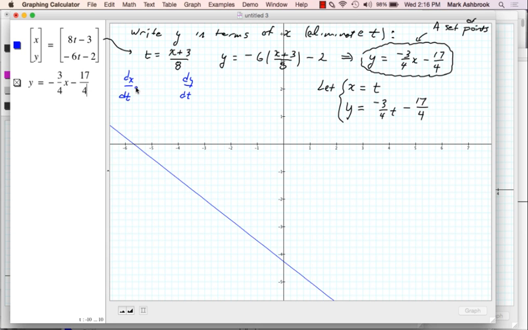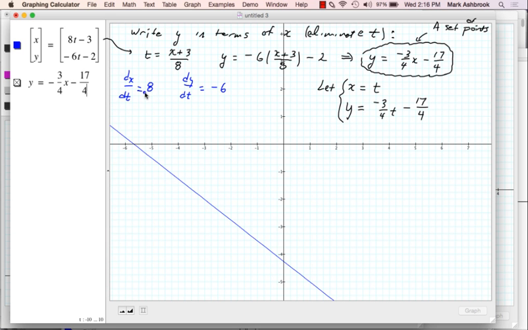So what is dx dt for this initial set of equations? And what is dy dt? So what does this tell us? For a little change in t, what's going to happen? X will change 8 times. Good. X will change 8 times as much.